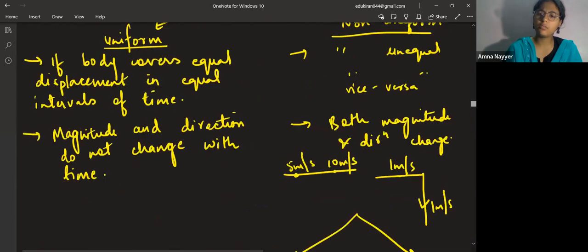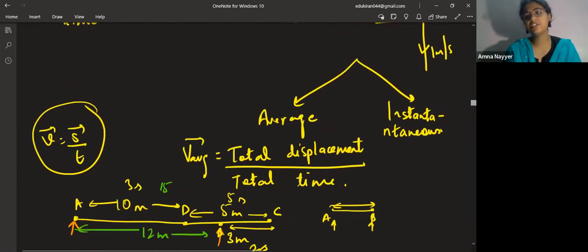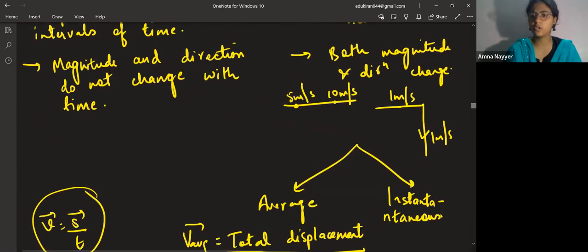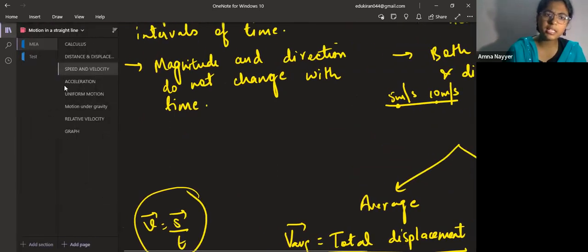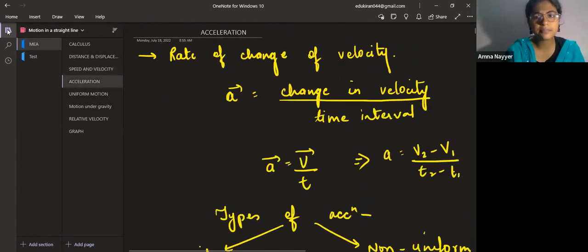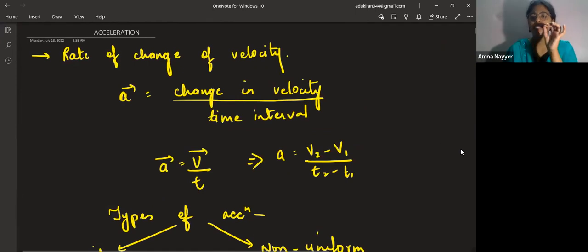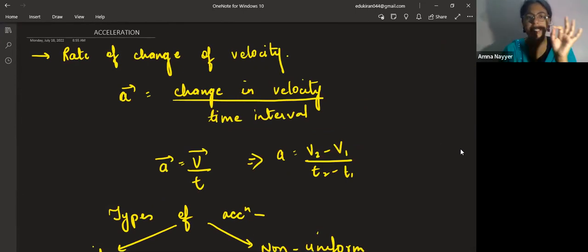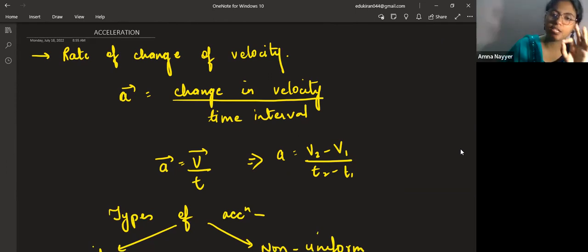The same goes for velocity also. It's just that you have displacement over here. And the same thing is valid for acceleration as well. It's just that in acceleration you have velocity change. In velocity, you had distance and displacement changing. In acceleration, you have velocity changing. So whatever is the change in velocity with respect to the time interval, that will become your acceleration.